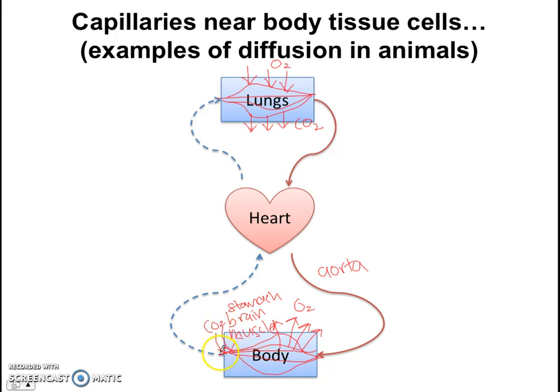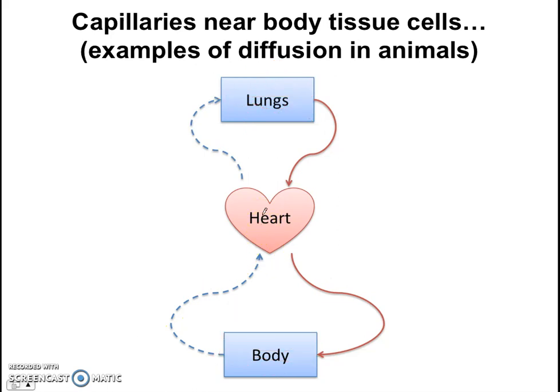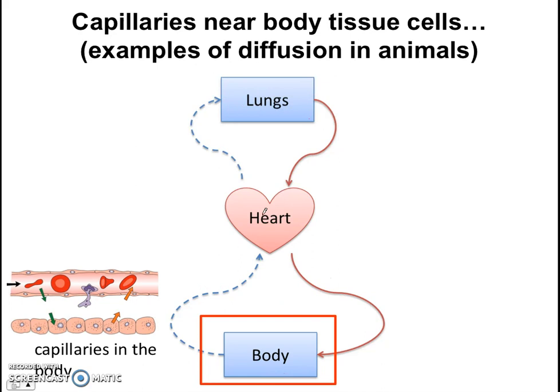So the blood that leaves the body, right, all these capillaries now have very little oxygen. They'll join back together to form the vein called the vena cava, and it'll carry the deoxygenated blood back to the heart. So for the rest of this video, we're going to take a closer look at what happens in the capillaries in the body.